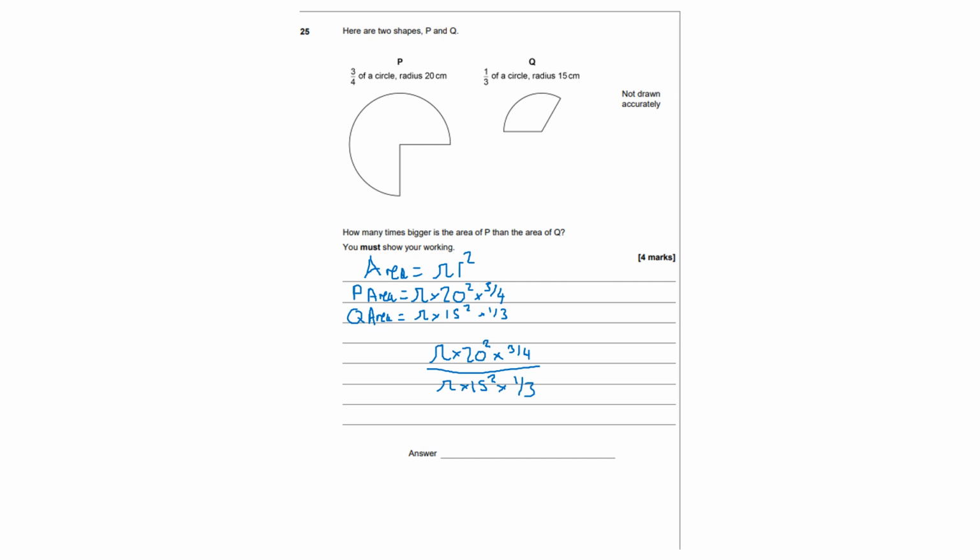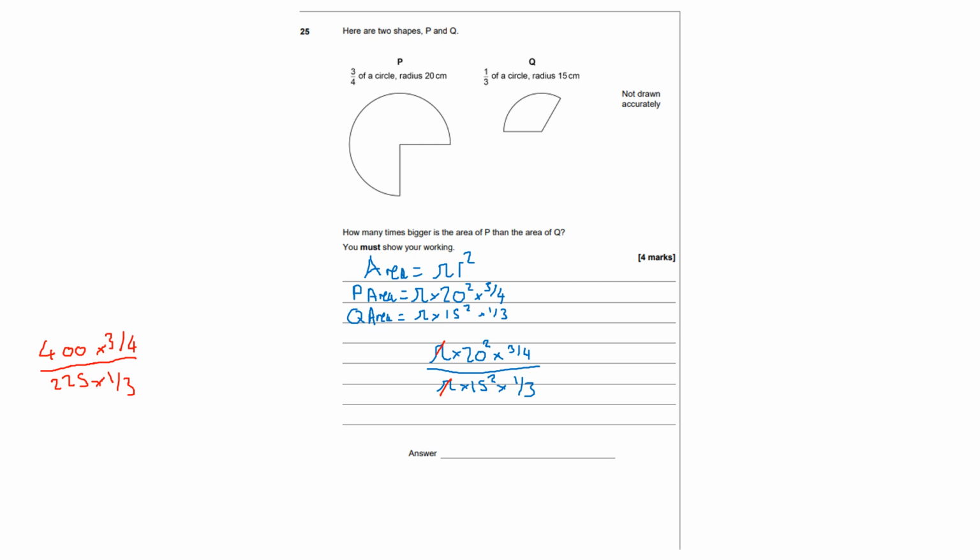So the first thing we can note is that the pi cancel. So then I'll just use some more space over here. We've got 20 squared, which is 400, and 15 squared, which is 225, times 3/4 and 1/3 on the bottom. So how do we do this? I'd split this up, your 400 over 225. There's actually a bit of a quicker way I think we can do this.